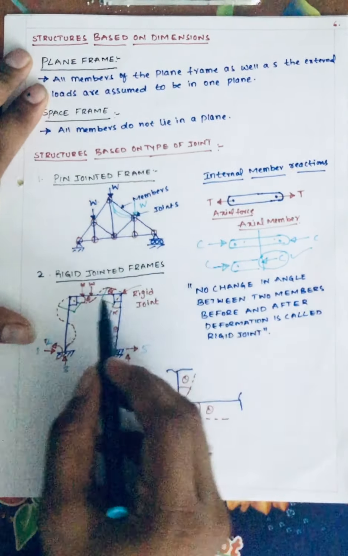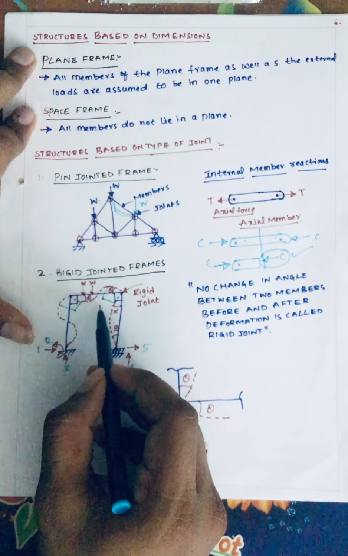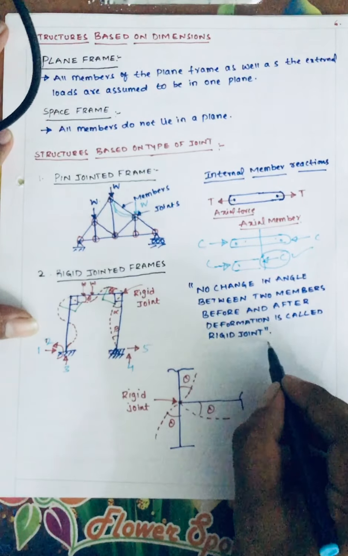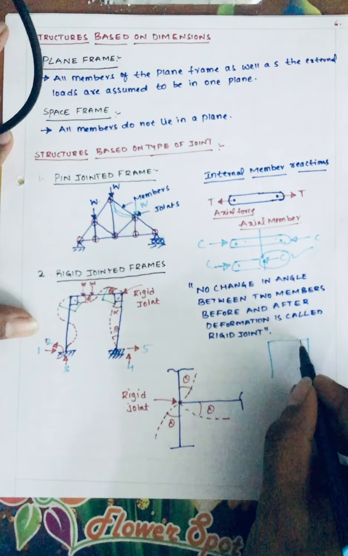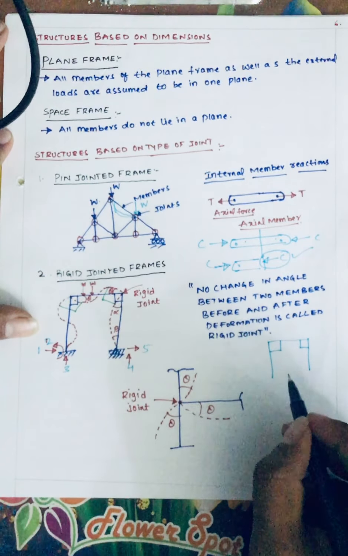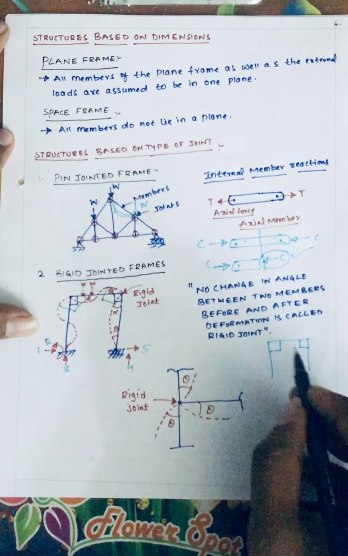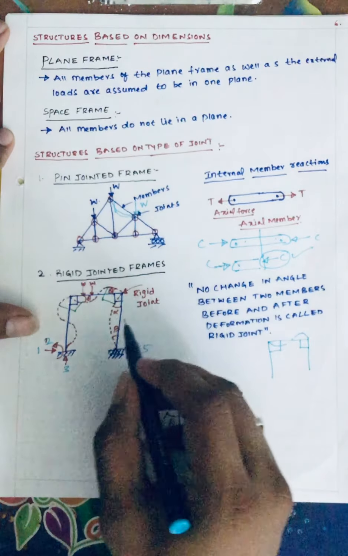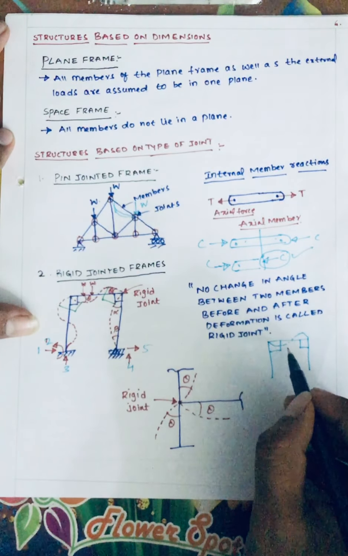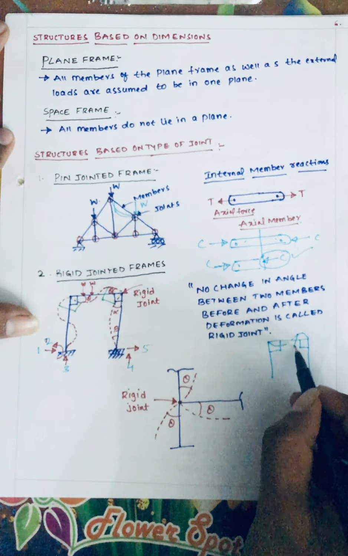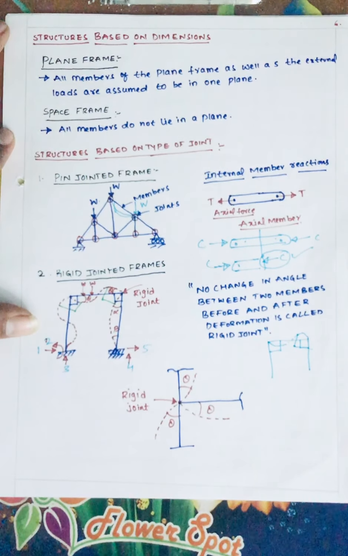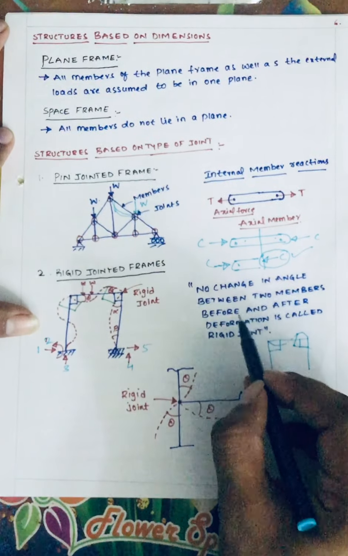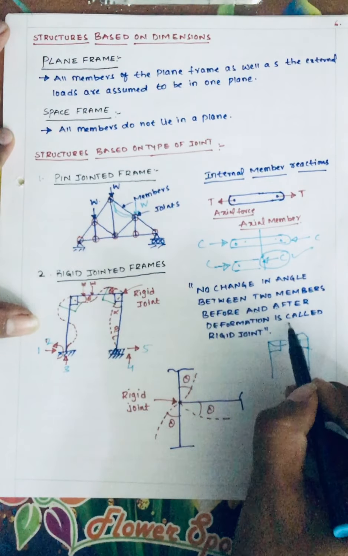Whenever a load is applied and a deformation happens, before deformation there is a 90 degrees angle over here in the portal frame. After deformation, this angle should not change. That 90 degrees angle should not change. So no change in angle between two members before and after deformation is called a rigid joint.